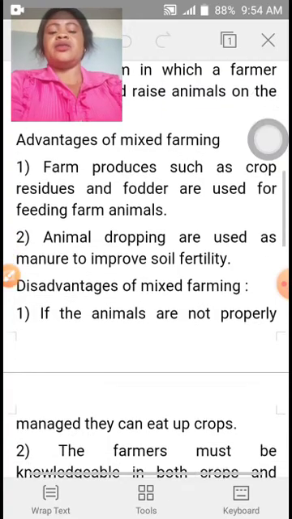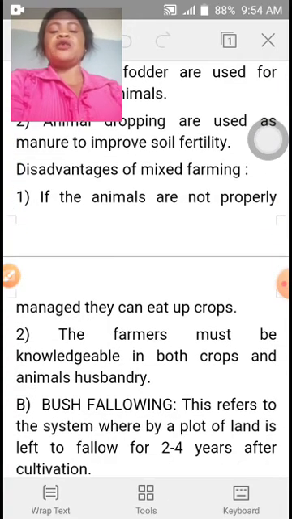Yes, that will happen. Number two disadvantage is, the farmer must be knowledgeable in both crops and animal husbandry.